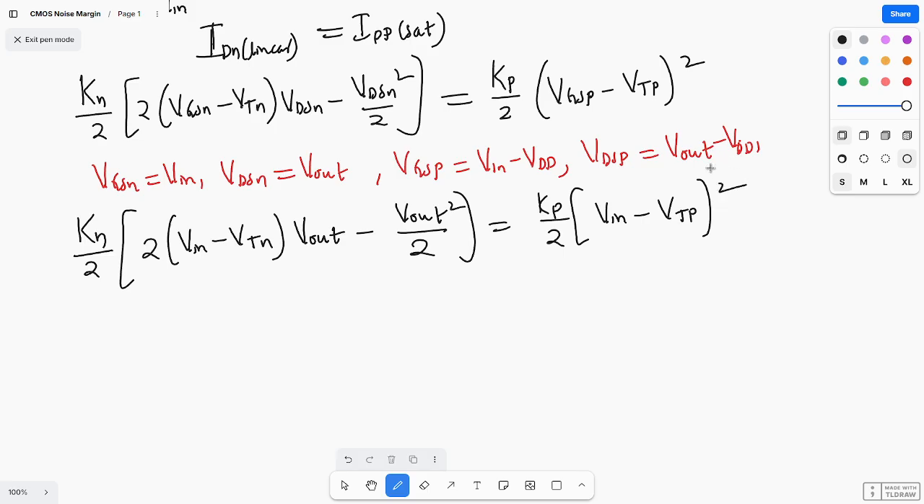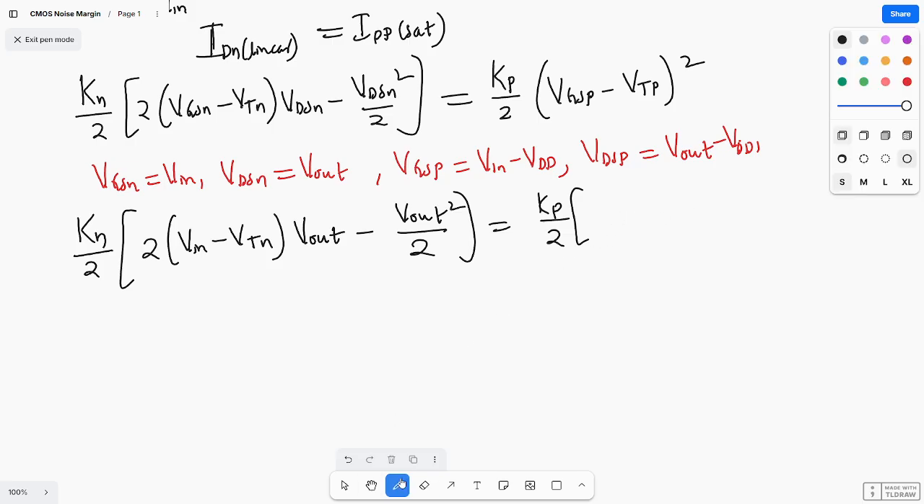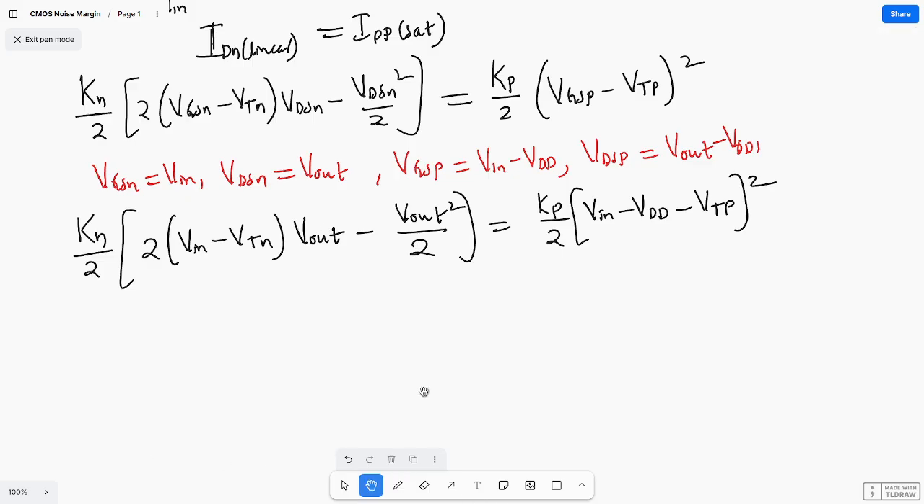VGSN equals Vin, VDSN equals V out, and VGSP equals Vin minus VDD. So I need to substitute VGSP as Vin minus VDD minus VTP, whole square. Now differentiate the above equation with respect to Vin.